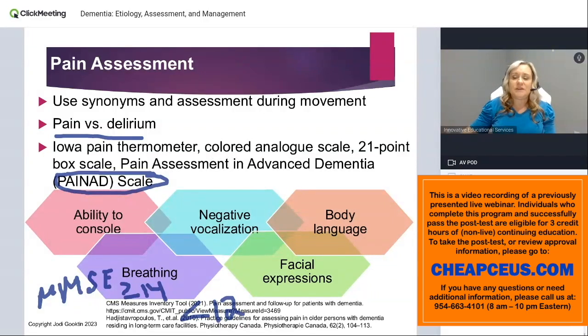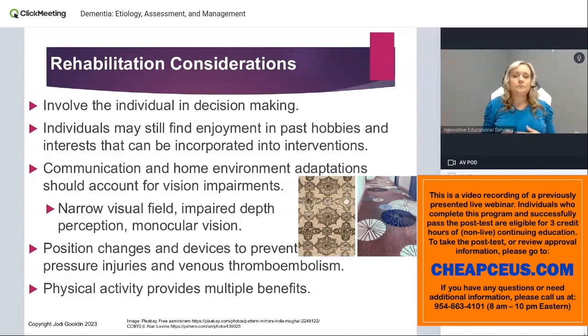So all of these different things to consider. Some other rehab considerations is not to forget the family. This is important because the family or caregiver, I should say, it is a lot for them to deal with. If we're looking at what activities to do in therapy, we want to keep the patient part of it as long as possible and involve them in the decision making.